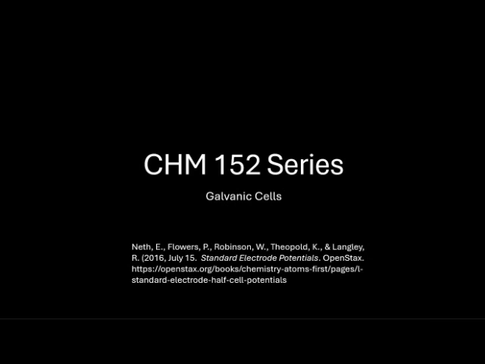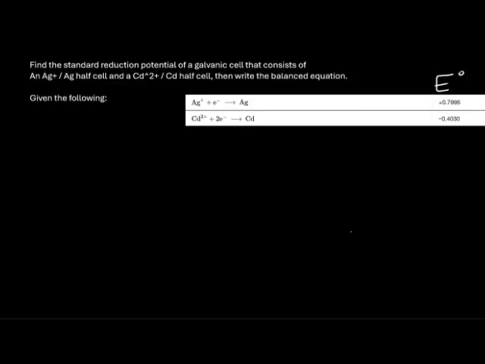In this video, we'll go over how to find out what reaction is taking place in a galvanic cell and draw a picture. Our problem here asks to find the standard reduction potential of a galvanic cell that consists of a silver plus silver metal half cell and a cadmium 2 plus cadmium metal half cell. We're going to write the balanced reaction and get the reduction potential.